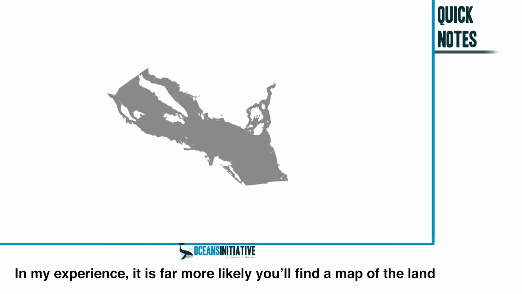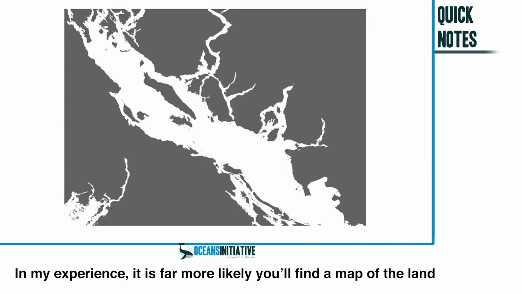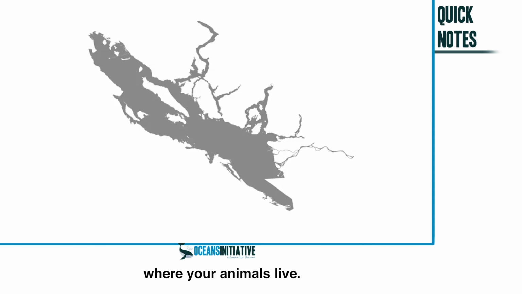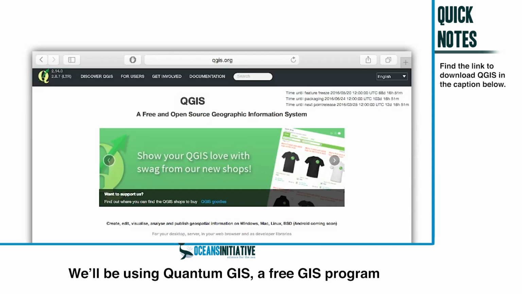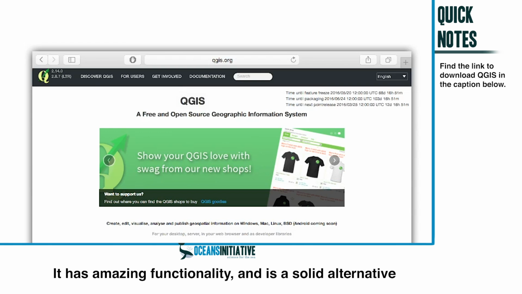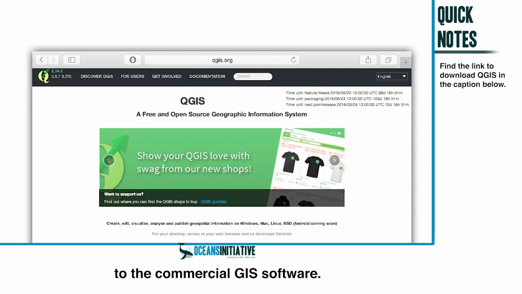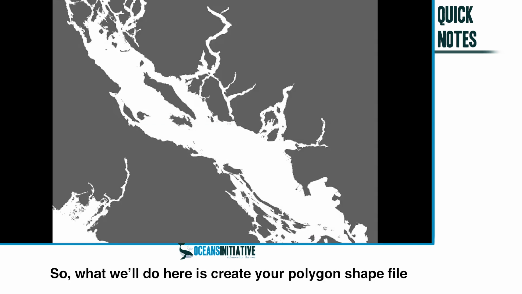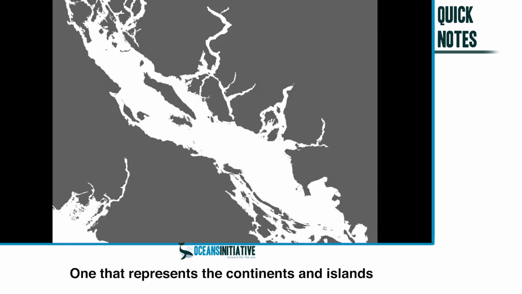In my experience, it's far more likely that you'll find a map of the land, and you need to do a few tricks in GIS to create the complementary shape that represents the water where your animals live. We'll be using Quantum GIS, a free GIS program. It has amazing functionality and is a solid alternative to the commercial GIS software. So what we'll do here is create your polygon shapefile from a land polygon, one that represents the continents and islands, but represents water as nothing, a hole.